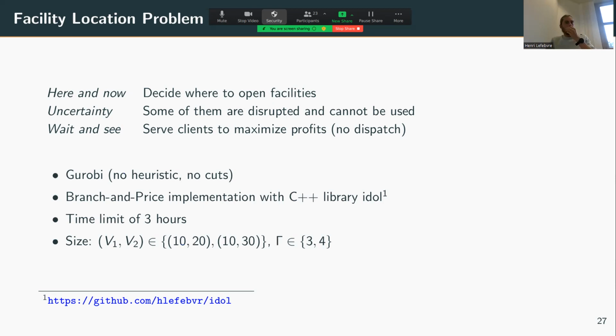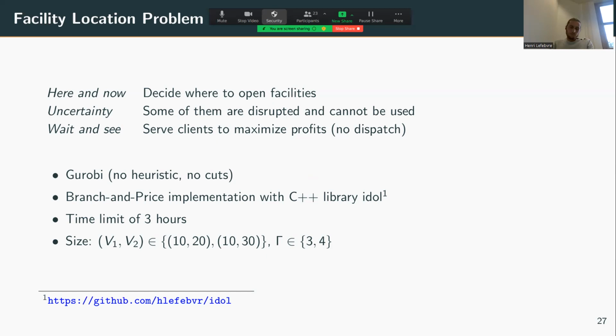So about the implementation, we use Gurobi to solve all the involved sub-problems. We turned off heuristics and cuts because our branch and price implementation does not have fine-tuned heuristics or cut generation routines. The branch and price is implemented in C++ using the IDEAL library. And we set a time limit of 3 hours. The instances that we considered have 10 facilities and 20 to 30 customers. And gamma, which is the maximum number of facilities that are disrupted, is 3 or 4.